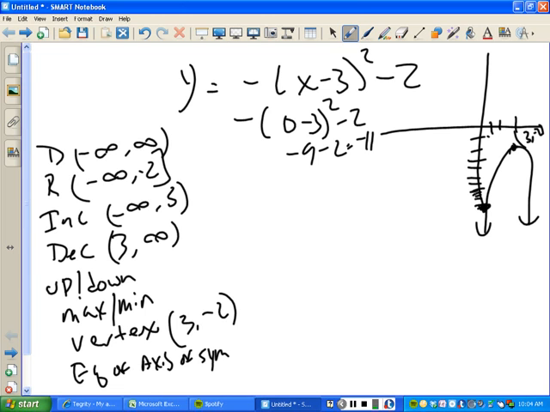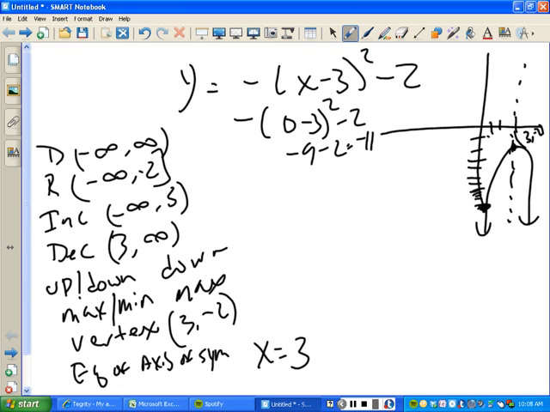Concave up or down? Concave down. Max or min value? Max. What's the equation of the axis of symmetry? X equals 3. That's the line that cuts it in half. X equals 3 cuts it in half. Any questions on that? That's right off the first page of the test. I mean, bam, right off the first page.